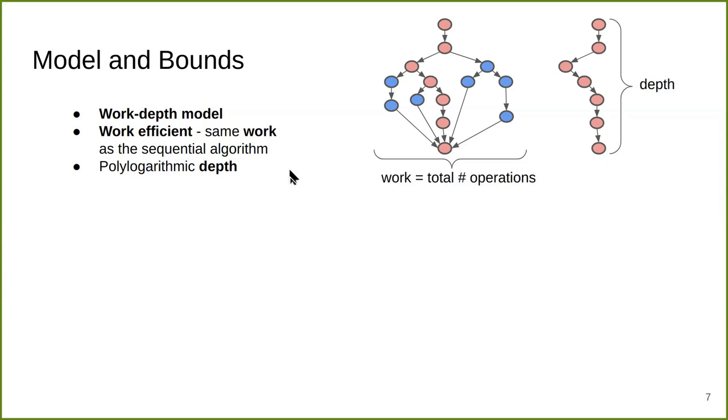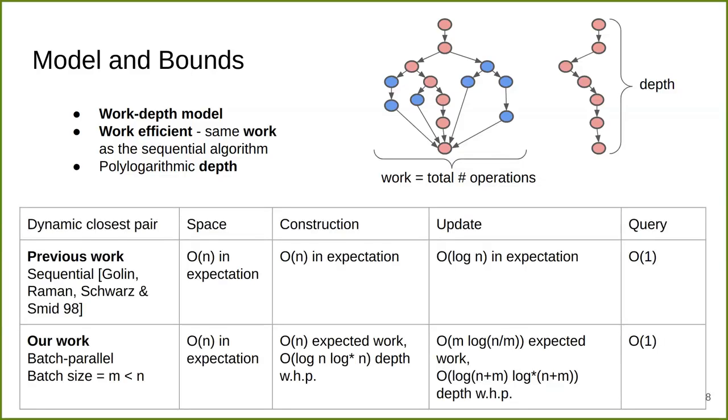When we design our parallel algorithms, we aim for work efficiency, meaning the total amount of work should be the same as the sequential algorithm. We also aim for polylogarithmic depths. In the table below, we summarize and compare the work bounds for previous work, the sequential dynamic closest pair data structure by Golin, Rabin, Schwartz, and Schmidt, as well as our work, which is a batch parallel dynamic closest pair data structure that takes a batch size of m.